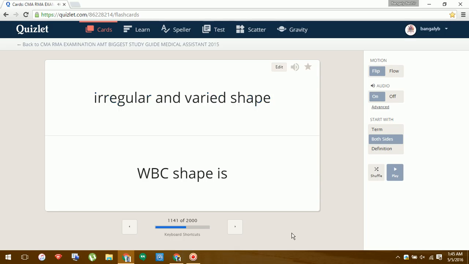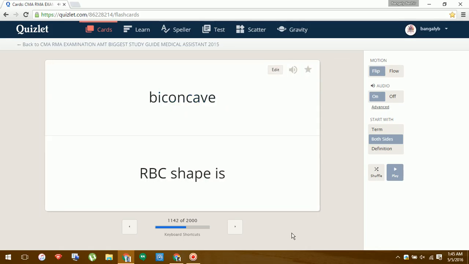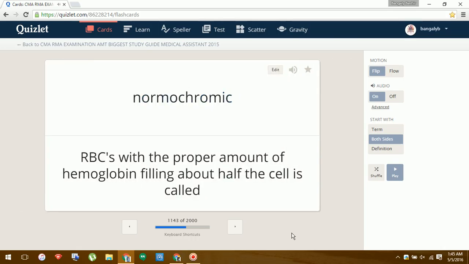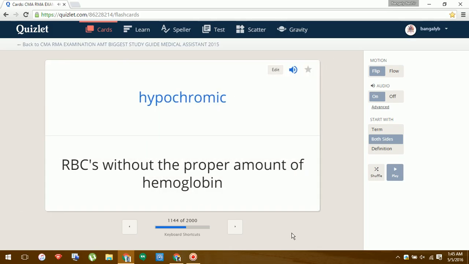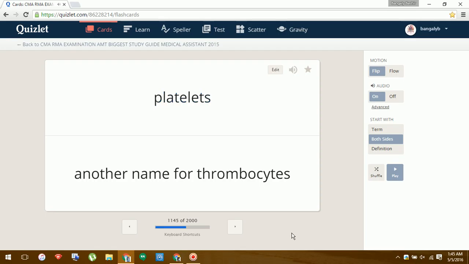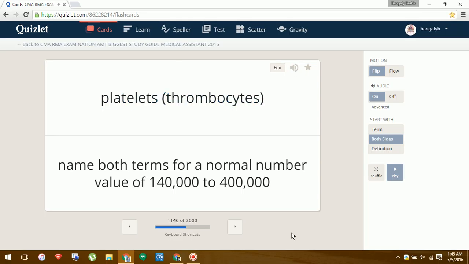Irregular and varied shape. WBC shape is. Biconcave. RBC shape is. Normochromic. RBCs with the proper amount of hemoglobin filling about half the cell is called. Hypochromic. RBCs without the proper amount of hemoglobin. Platelets. Another name for thrombocytes. Platelets. Name both terms for a normal number value of 140,000 to 400,000.